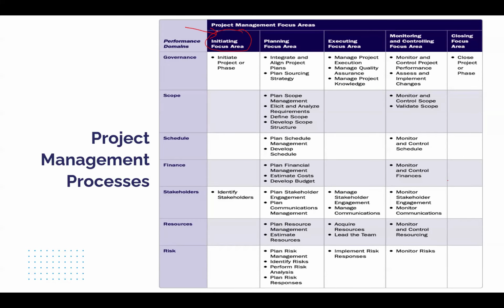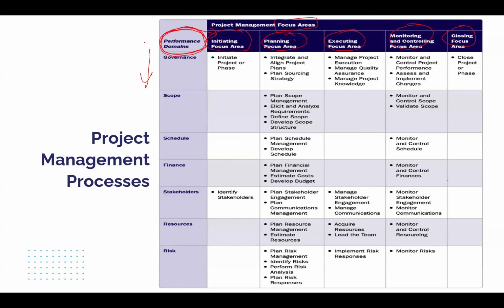Earlier versions of PMBOK called them process groups, but the 8th edition calls them focus areas. It's a name change: initiation, planning, execution, monitoring, and closing. And the first column on the left, what are these? These are termed performance domains. There are 7 of them.